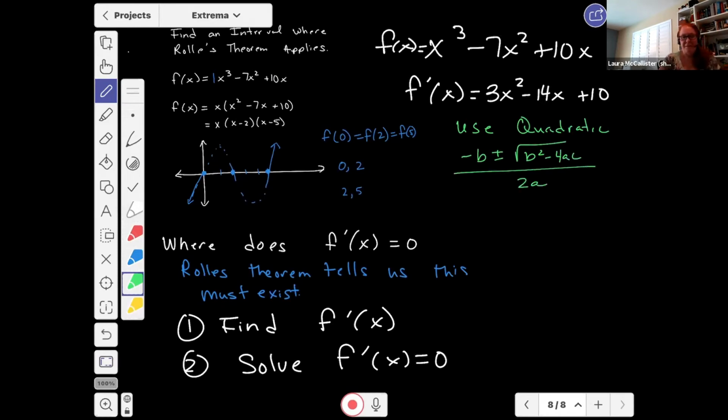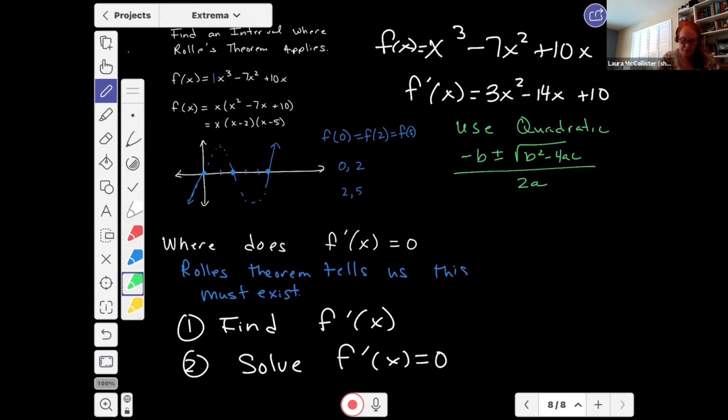So since it doesn't, I had to pick one of these to show you that not everything in life always factors, right? So do you have to use a quadratic formula? Yes, you do. Now, let's go ahead and run that through.